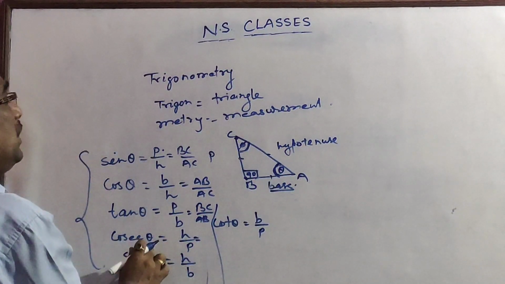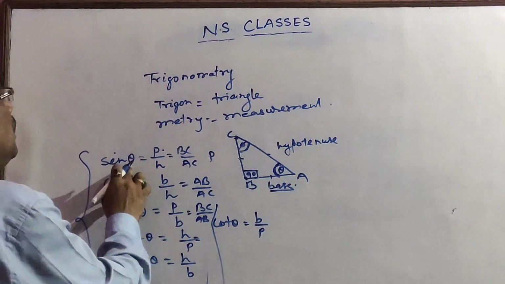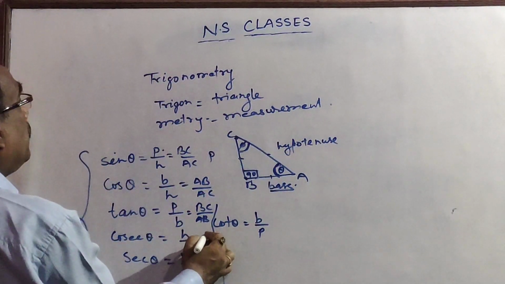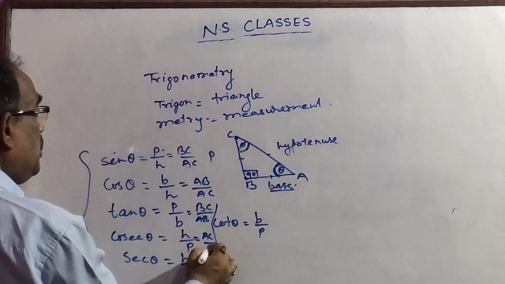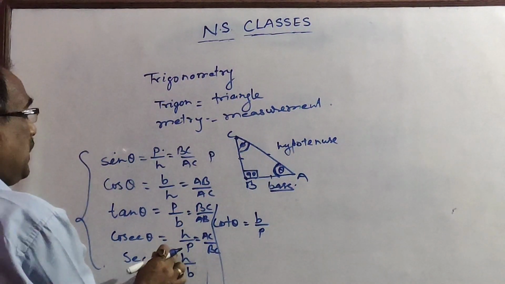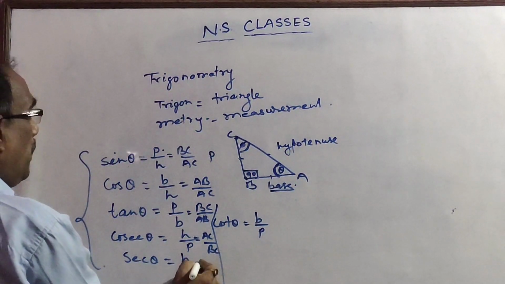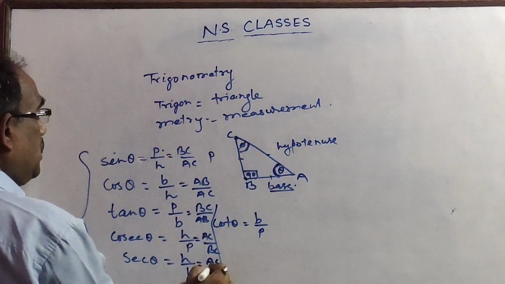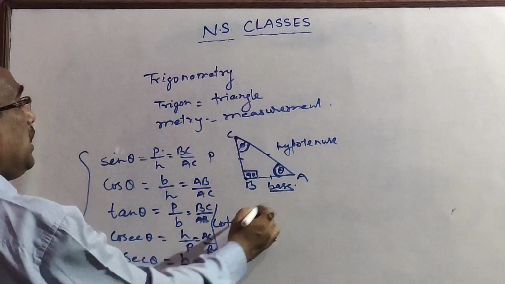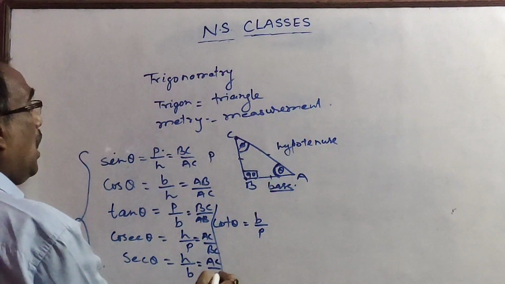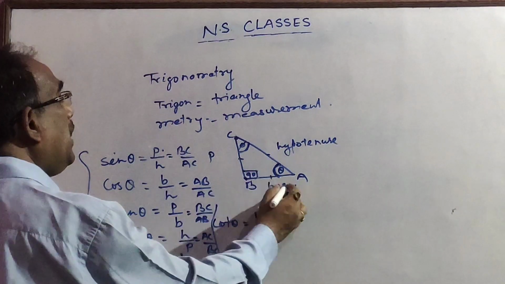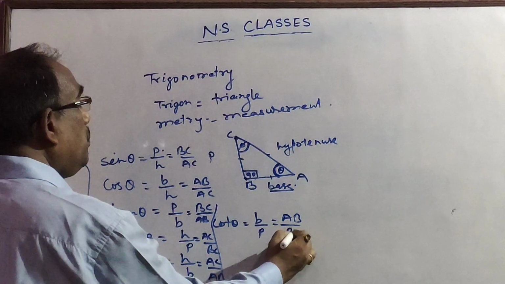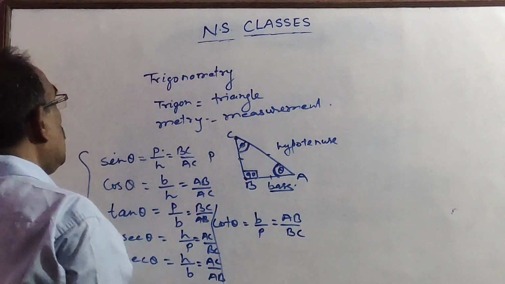Cosec theta is H by P, just the opposite of sin theta. We can write here AC by BC. Sec theta is H by B, the reciprocal of cos theta, so AC by AB. And cot theta is B by P, that is AB by BC.